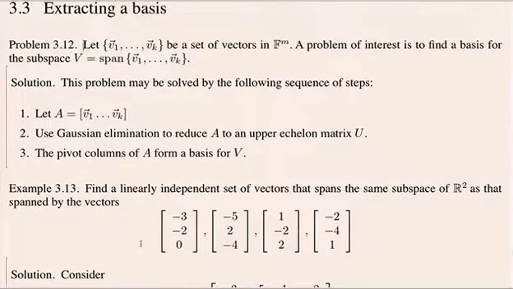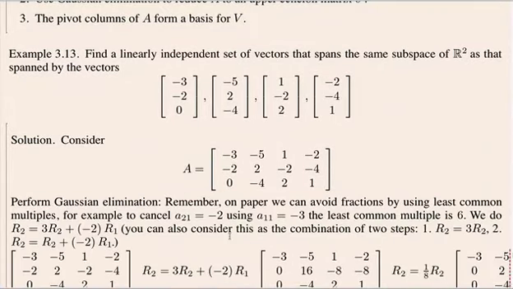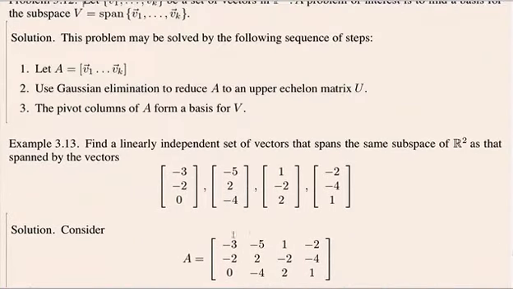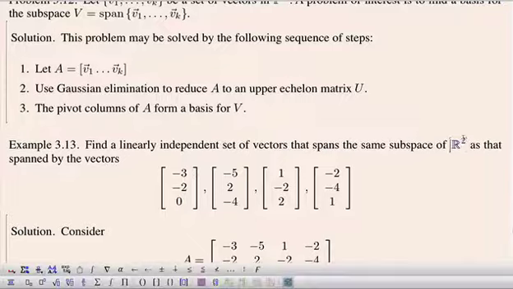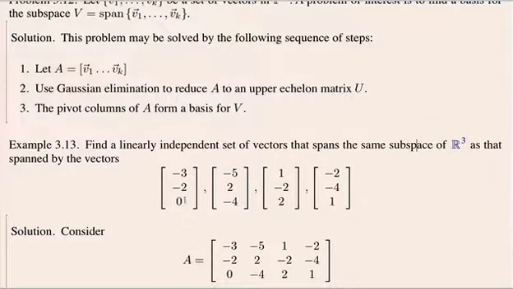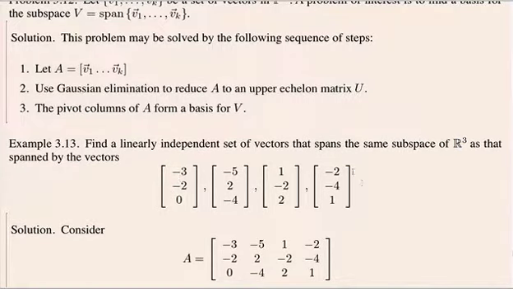So here is an example. Find a linearly independent set of vectors that spans the same subset of R2 as that spanned by these vectors. And actually this should be R3, I'm sorry, this is a typo, since these are 3-dimensional vectors. So we have 4 of these 3-vectors. You can check, but we have seen this before, that these are linearly dependent because we have too many vectors.